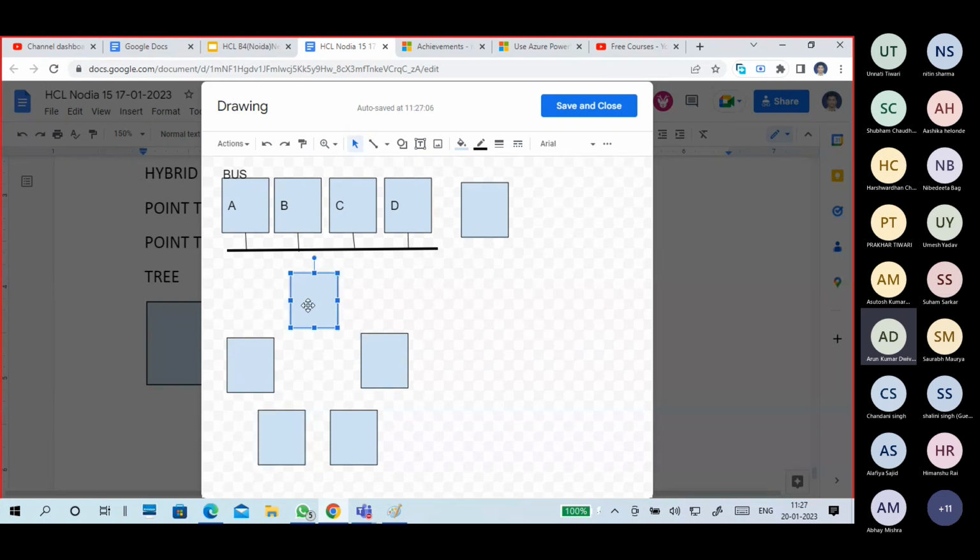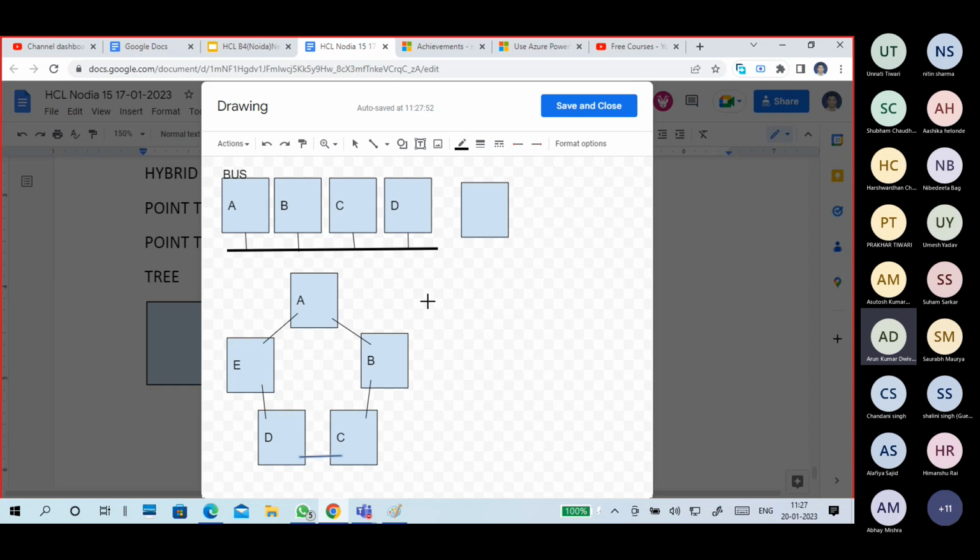I have devices, and these devices are connected like this. One device is connected to another device, and that device is connected to another. A is connected to B, B to C, C to D, D to E, and E to A. The last device is connected to the first device. Like that, a ring will be formed.